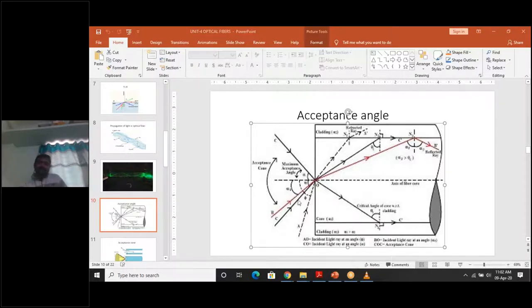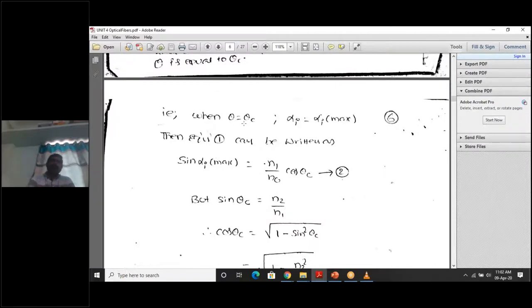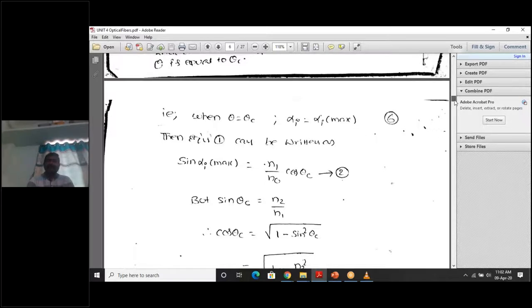So here this light ray is making an angle of incidence equal to the critical angle. At least to travel the light from one end to the other end, this light ray should satisfy the condition theta equal to theta c. So this light ray is making an angle theta c, and this angle is alpha I max. When the light ray at least makes theta equal to theta c, then the angle of incidence is alpha I max. Let us replace theta with theta c.